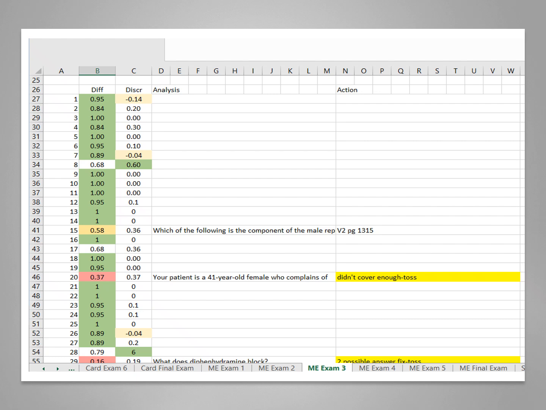Yellow highlights in the action column mean I'm not confident in the reliability of this item and I'm going to be tossing and rewriting it. At the bottom of the sheet, you'll see that I have multiple categories. That's for each of these exams.